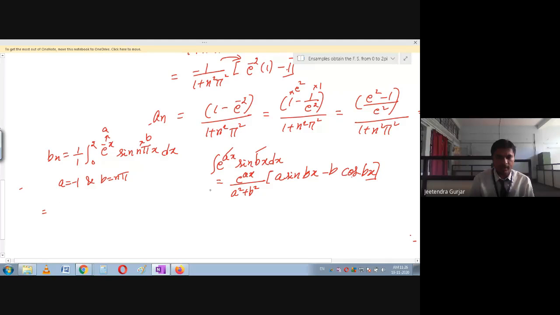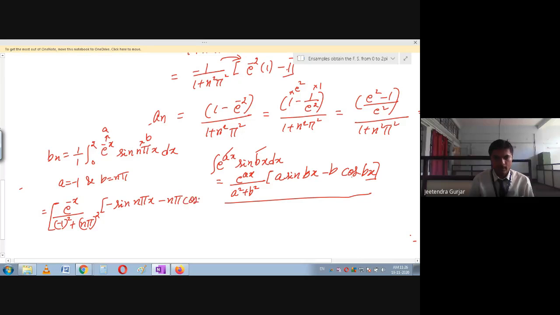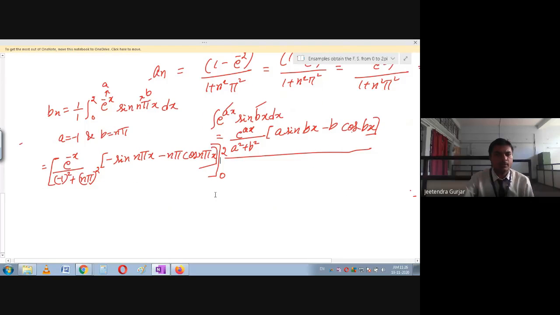This is equal to, directly I will substitute in this formula, students. So I will get e raised to minus x upon minus 1 square plus n pi square, because b is n pi and a is minus 1. So this is again minus sine n pi x minus n pi cos n pi x. Is it clear, students? Please remember the integration interval will be from 0 to 2.